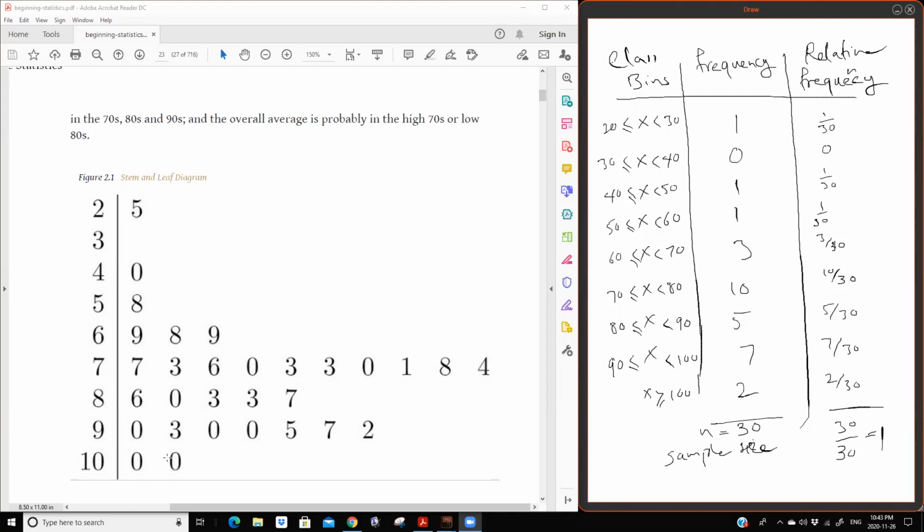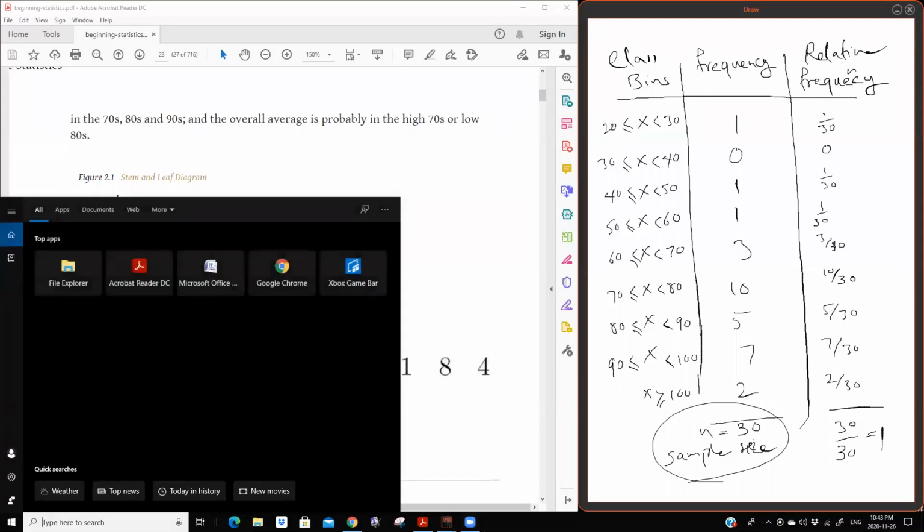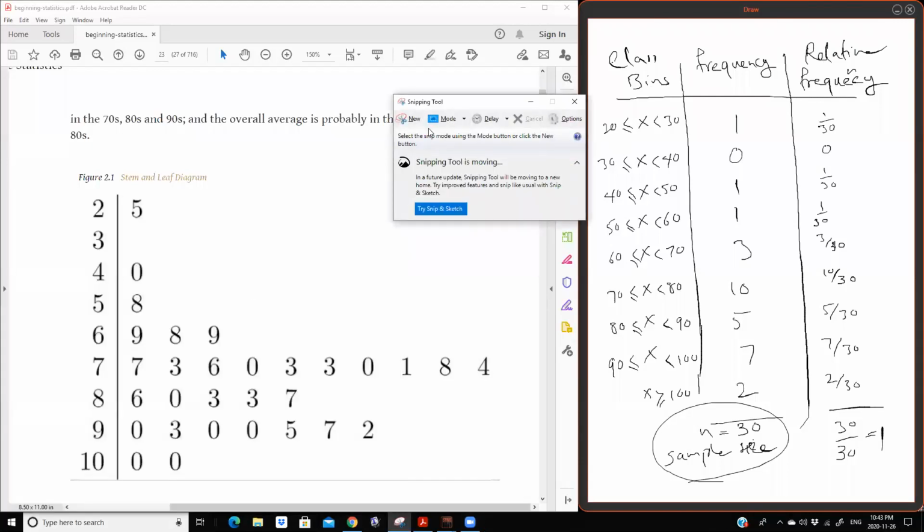Frequency you get from the count of the numbers, and when you divide the frequency by the sample size, you get relative frequency. Now, from the frequency, you can create your frequency histogram. From the relative frequency, you can create your relative frequency histogram. So I'm going to show you how to create the frequency histogram and the relative frequency histogram. I'm going to keep these numbers.